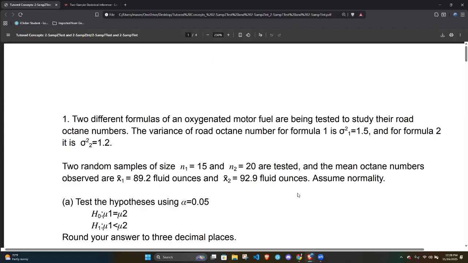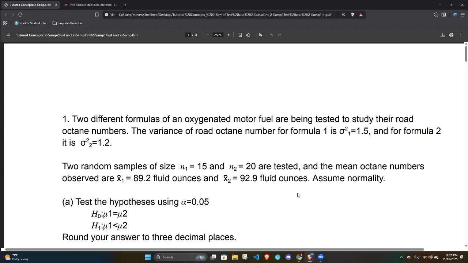So this problem says we have two different formulas of an oxygenated motor fuel, and it is being tested to study their road octane numbers. It says that the variance of road octane number for Formula 1 is 1.5, and for Formula 2, we have that it is 1.2. And additionally, we have two random sample sizes of 15 and 20 being tested, and the mean octane numbers observed are sample mean 89.2 fluid ounces and 92.9 fluid ounces, and we want to assume normality in this problem.